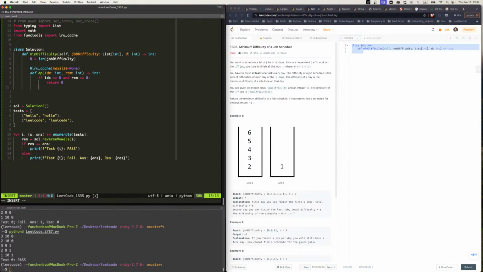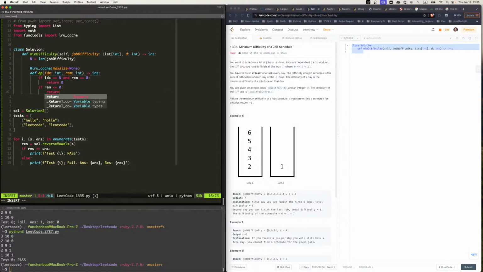Now, otherwise, if remaining is 0 and the index is not at the end, we have some jobs that we cannot do, right? So that's an impossible case. Or if remaining is smaller than or equal to 0, that is an impossible case. So we shall return math.inf.